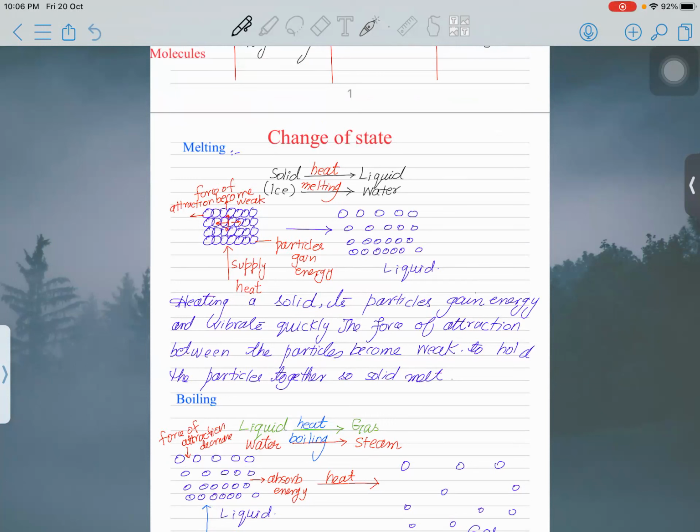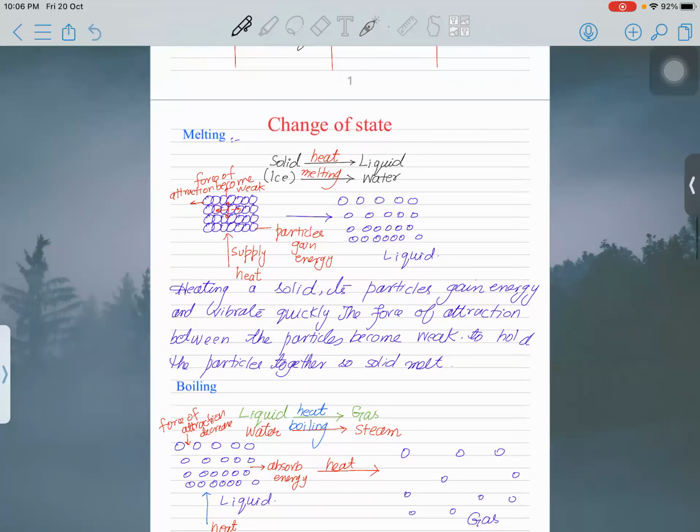Okay, sir. Melting is a process in which a solid changes into a liquid state. Heat is provided, the particles of the solid get more energy, and the forces of attraction between the particles become weak. So they move far apart.